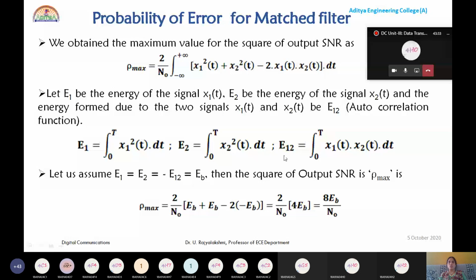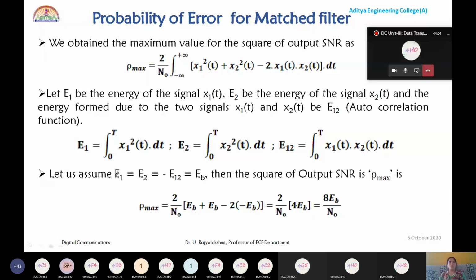You can analyze the energy by using the autocorrelation function, and we assume it as E1 2, which is equal to minus EB, because minus E1 2 is EB. So E1 2 will be minus EB. So minus 2 into minus EB. Okay, so it will be 2 by N naught. Here it will be plus 2 EB. So plus 2 EB plus 2 EB. So it will be 4 EB. So it is equal to how much? 8 EB by N naught.